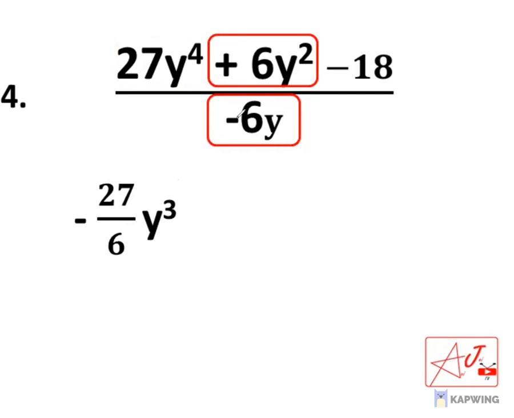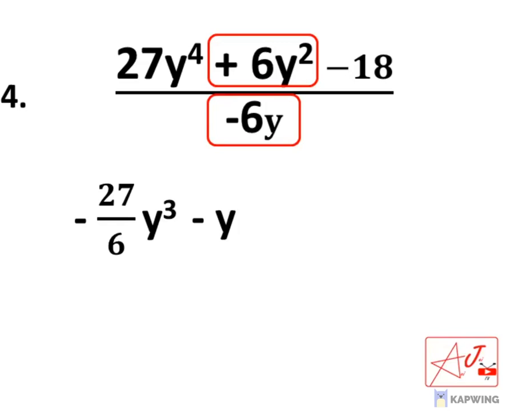Next, yung gitna naman, isang positive 6y squared at saka si negative 6y. So, positive divided by negative ay negative. So, bakit naging y na lang? Kasi 6 divided by 6 ay 1 at automatic na po siyang 1 at di na siya sinusulat. The same sa exponent niya, 2 minus 1 is 1. Di na rin yun sinusulat. Kaya, y na lang ang ilalagay natin.